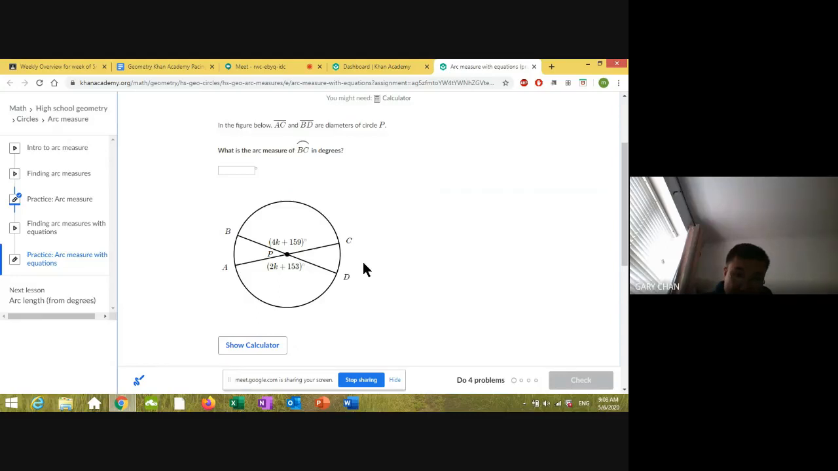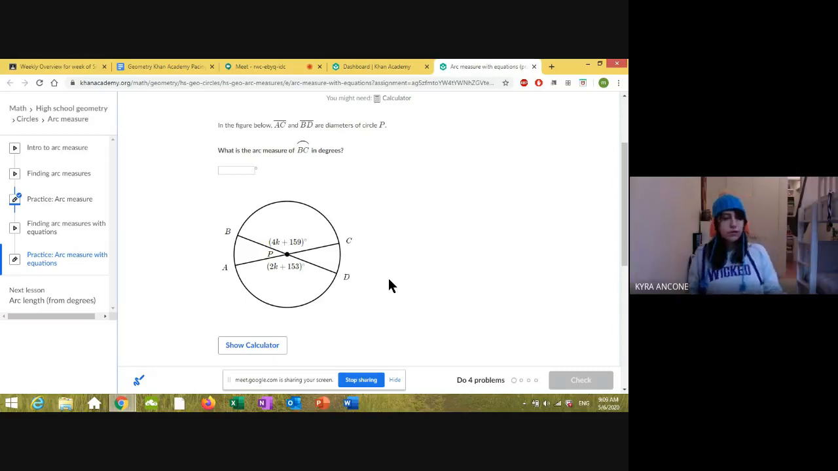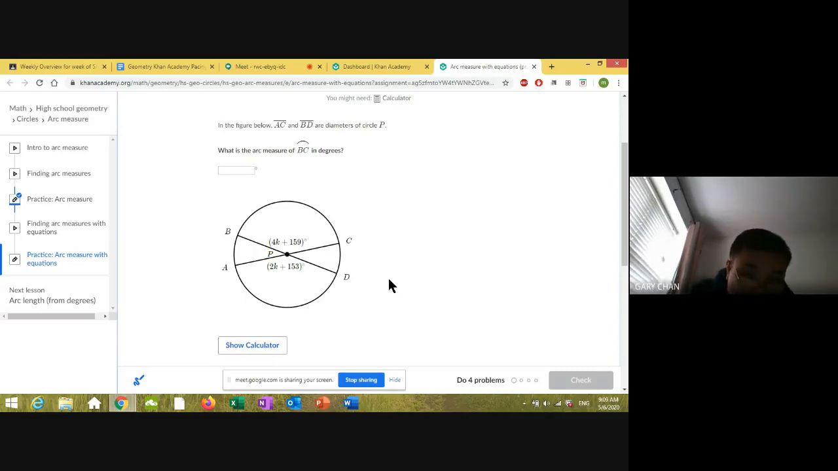If you recall from yesterday, what were some of the vocabulary words that I had shown you guys? Chord. That's one of them. Chord, that's right. What's the longest chord in a circle? The diameter. The longest chord in a circle is a diameter. Major arc and minor arc. That's right, major arc and minor arc.